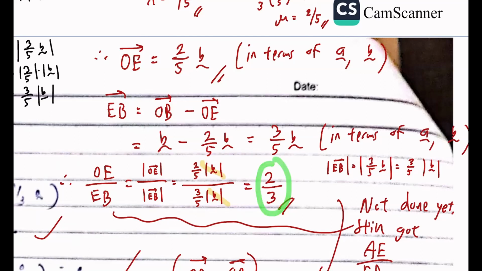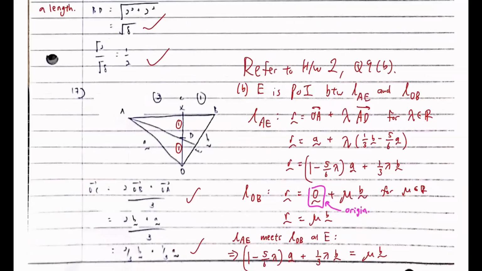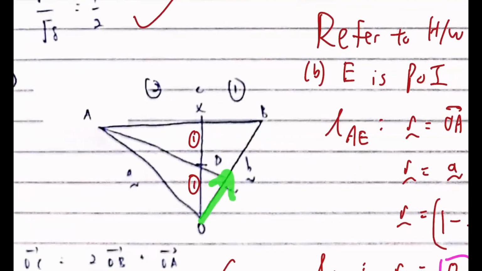But how did I get these two answers in the first place? OB is obvious, but OE, how did I get OE is 2/5 B? Let me show you how I did it. We go back to the diagram. We want to find out position vector OE, which is really just the same as finding out the coordinates of E. Then what do you realize about point E? It's the point of intersection between AE and OB, correct?